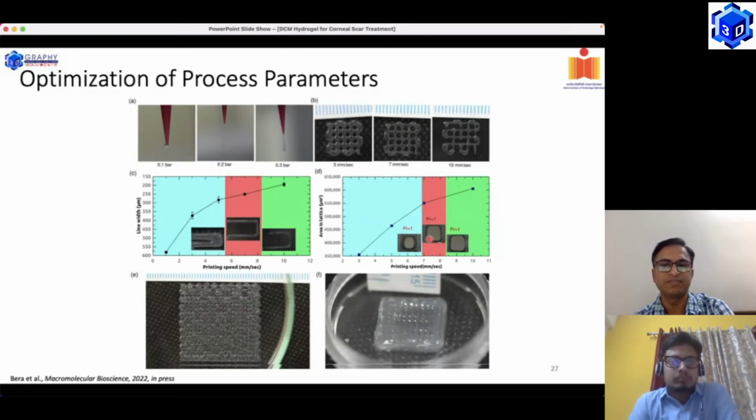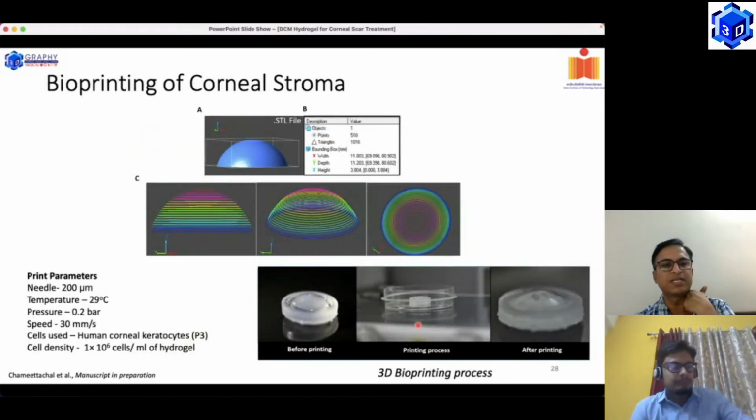Another thing about printing speed: if you create this kind of lattice structure, the gap between the lines should be maintained so that we can get a porous structure. That gap is also properly maintained when the print speed is 7 to 8. So we have used these two conditions, with our print speed between 7 and 8, and this way we can get nicely printed structures. We used these parameters for further printing.